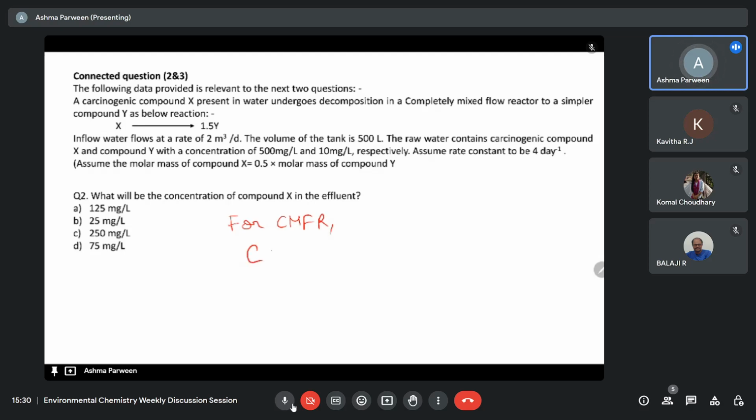the concentration of the compound in effluent is equivalent to initial concentration upon 1 plus K theta. K is the rate constant and theta is the hydraulic retention time, and we can find out theta using volume and flow rate. Volume to the ratio of flow rate, we have volume in liters and flow rate in meter cube per day. So we have to either convert the liters to meter cube or meter cube to liter, and we will find out theta.